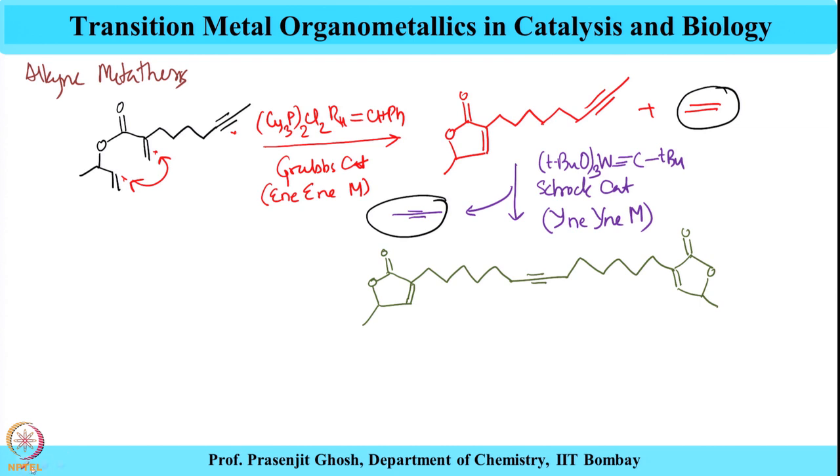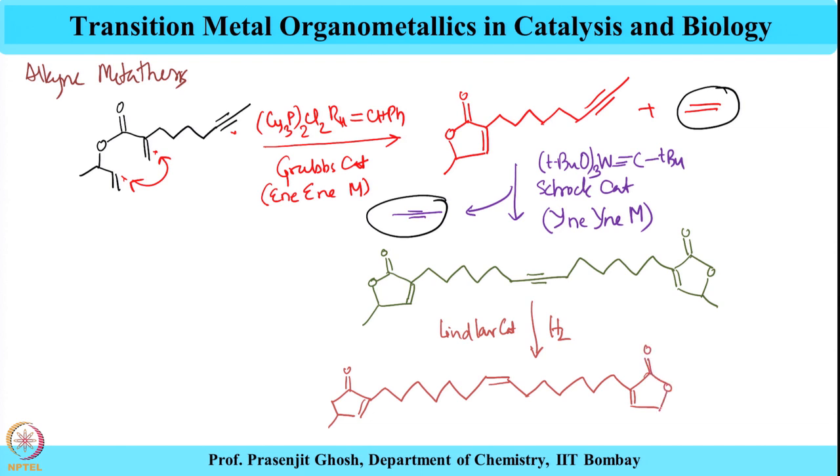and then this alkyne undergoes subsequent hydrogenation by Lindlar's catalyst, which provides this Z isomer. And this beautiful work was also demonstrated by Fürstner as early as 2000.